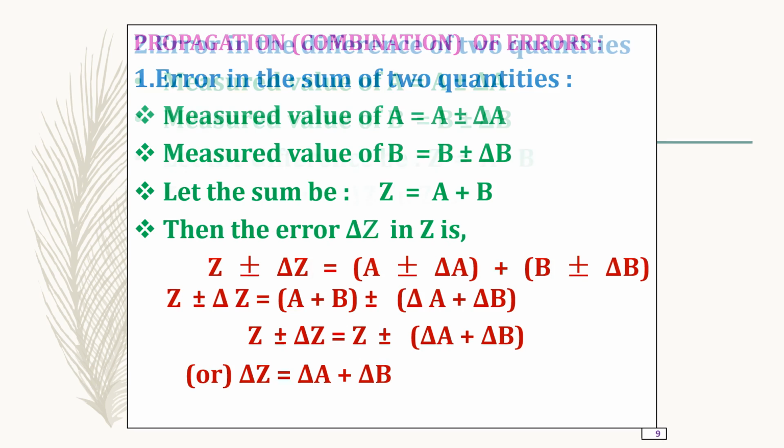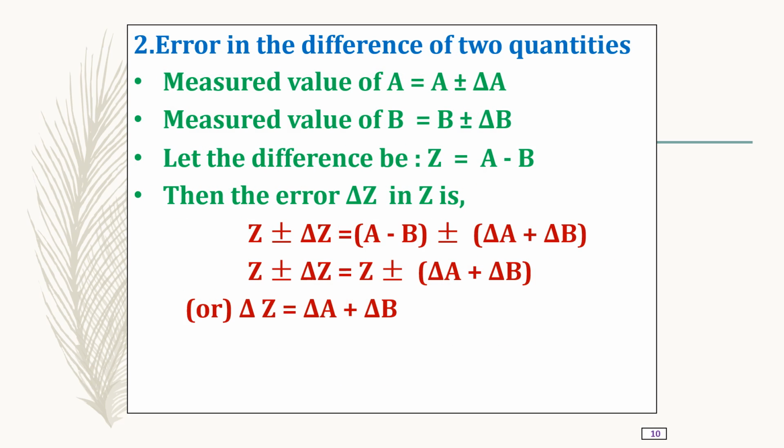Next is error in the difference of two quantities. Let delta A and delta B be the absolute errors in the two quantities A and B. Then the measured value of A is A plus or minus delta A, and the measured value of B is B plus or minus delta B. Let the difference be Z equal to A minus B. Then the error delta Z in Z is Z plus or minus delta Z equal to A minus B plus or minus delta A plus delta B. As we know Z equals A minus B, substituting we get Z plus or minus delta Z equal to Z plus or minus delta A plus delta B. Cancelling Z on both sides, we get delta Z equal to delta A plus delta B. The maximum error in the difference of two quantities is equal to the sum of the absolute errors in the individual quantities.